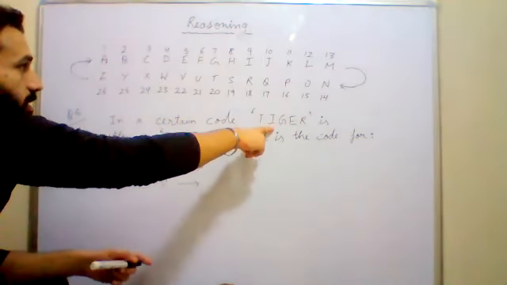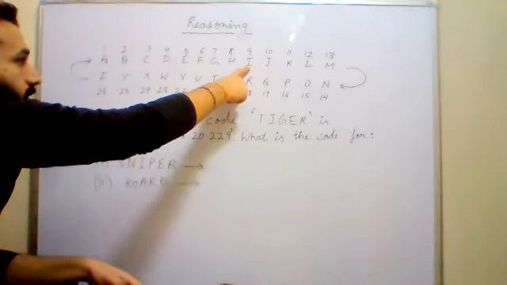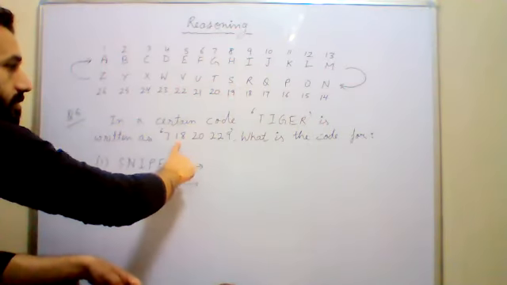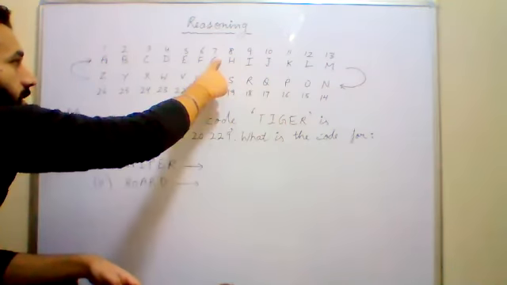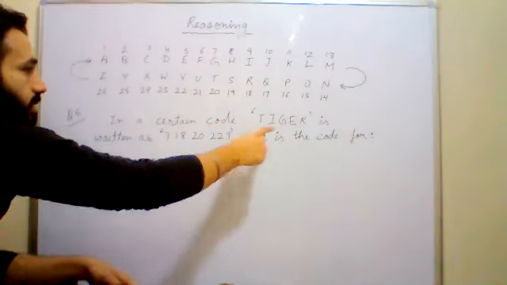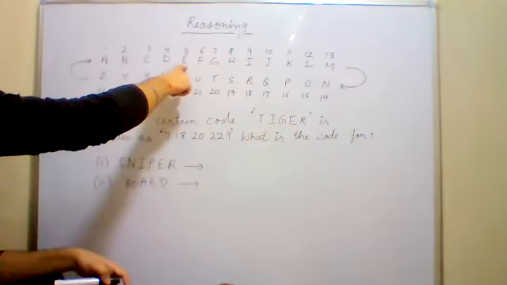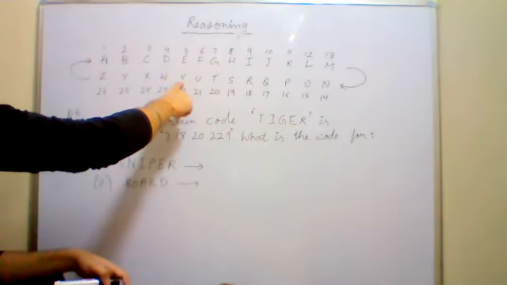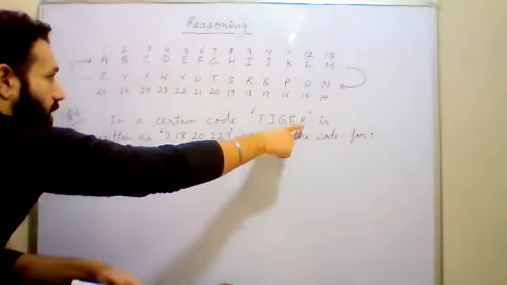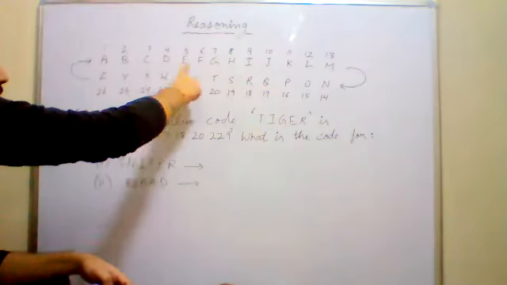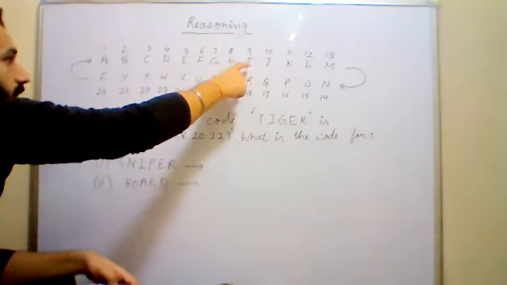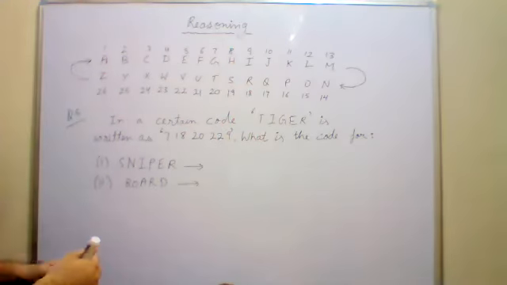Then you go to I. The letter opposite to I is R, and now you write the number for R. It is 18. Then for G, the letter opposite to G is T, and the number for T is 20. Then E. The letter opposite to E is V, and the number for V is 22. And finally R. The letter opposite to R is I, and the number is 9. Similarly, you write for sniper also.